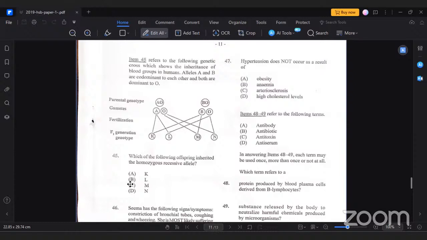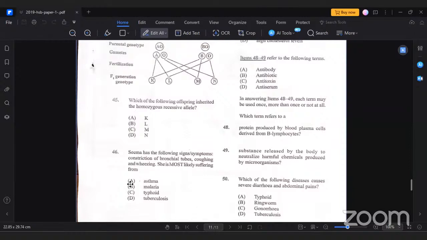Any more takers? The answer is indeed B, anemia. Hypertension does not occur as a result of anemia. Now we move on to 48 and 49. Items 48 and 49 refer to the following terms. In answering items 48 and 49, each term may be used once, more than once, or not at all.